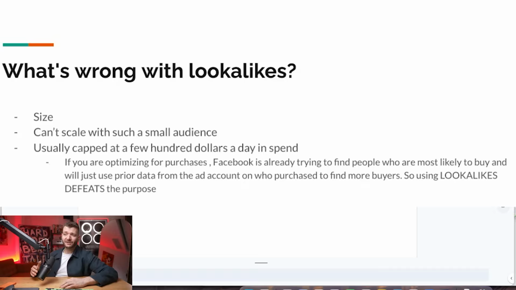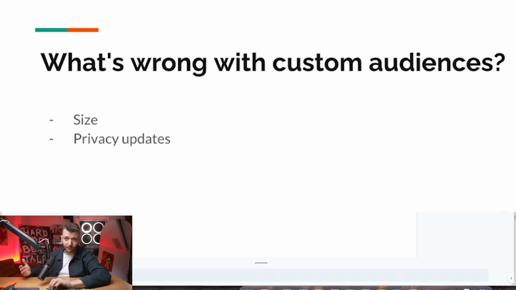And if you're optimizing for purchases, then Facebook is already trying to find people who are most likely to buy, using the prior data from the account on who purchased your product to find you more buyers. So using lookalikes just defeats the purpose.